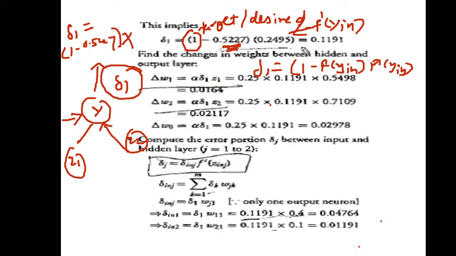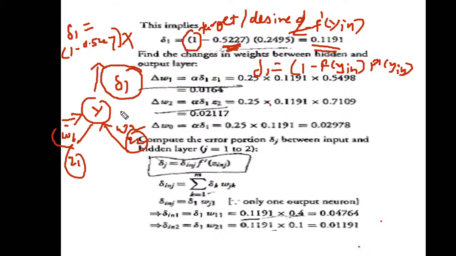So we are calculating this delta 1. Delta 1 is calculated as 0.1191. Now due to this delta 1, there will be changes in the weights because error is there. So definitely there will be changes in this w1 and w2, right? So we will calculate what will be the change in w1 due to this delta 1, and what will be the change in w2 due to this particular delta 1.